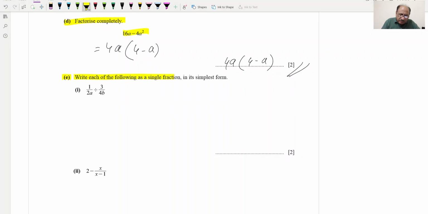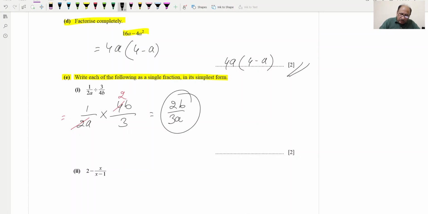Now E part, write each of the following as a single fraction in its simplest form. We can change the division sign into multiplication, so it will be 4b over 3, and now we can cancel. This 2 will be cancelled by this, and we can write it as 2b over 3a. This will be our final answer, 2b over 3a. So hopefully you understood this also.